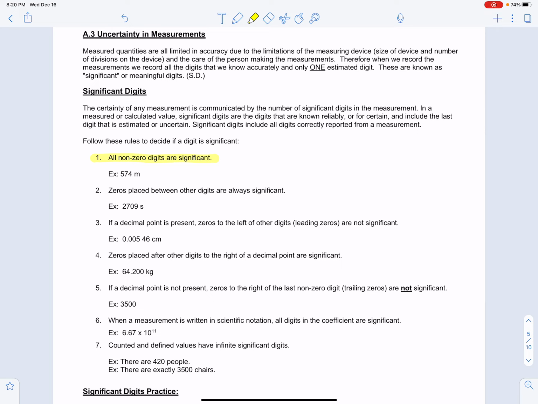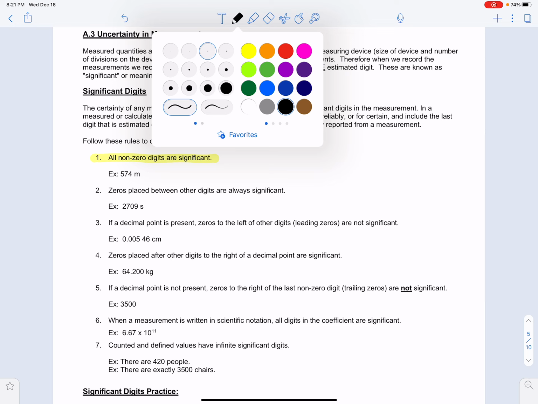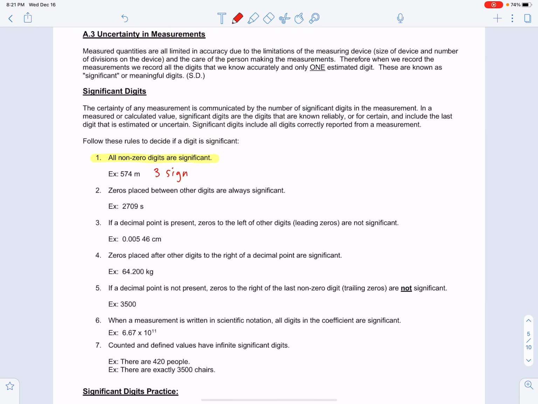Non-zero digits we talked about before are any numbers that are not zero. So the number 574 has all non-zeros, so all three of them are significant. We say that this number, 574, this measurement, has three significant digits. Rule number 2. Any zeros placed between the other digits are always significant. So the measurement 2,709 seconds has a zero in it, and it's in between non-zeros, so it's significant. So 2709 has four significant digits, and I'm going to write 4SD for short, significant digits.